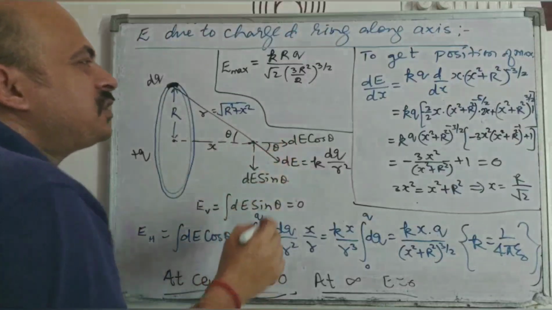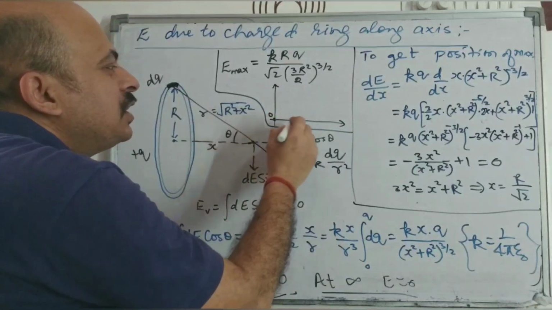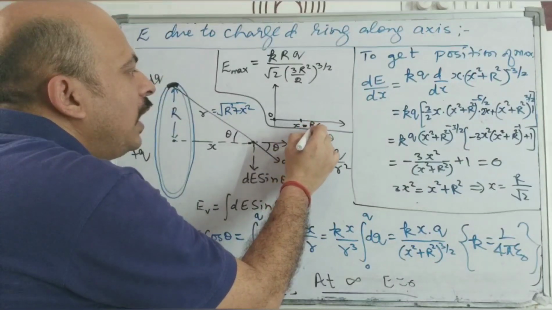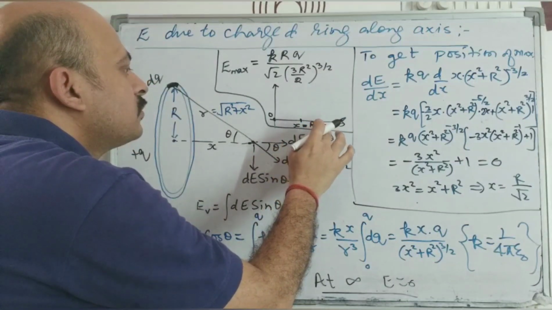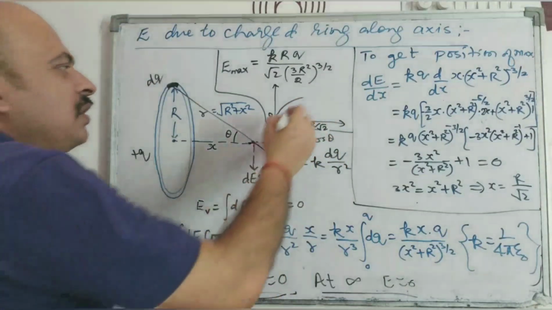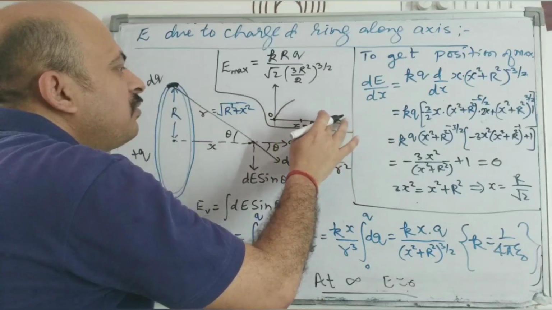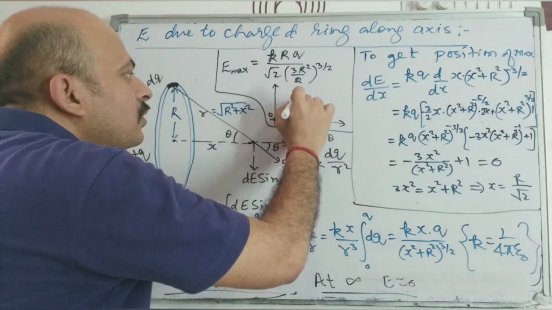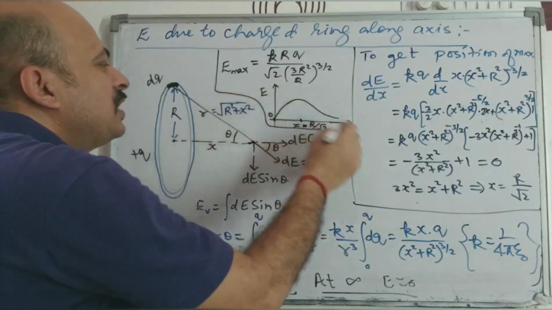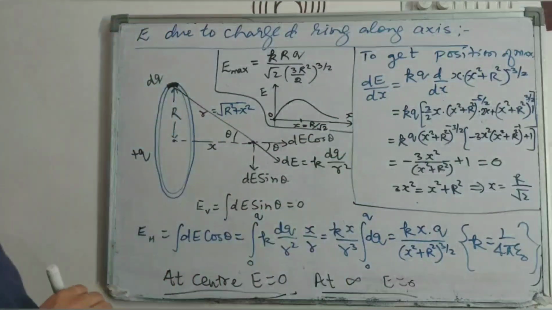If you draw the variation of electric field, how will this vary? If you start from the origin, the position where you will get the maximum is x equal to r by root 2. So initially it will vary like this and then it will decrease. It will be maximum at x equal to r by root 2 and it will decrease up to infinity. So this is the variation of electric field E versus x, where you want to calculate the electric field.